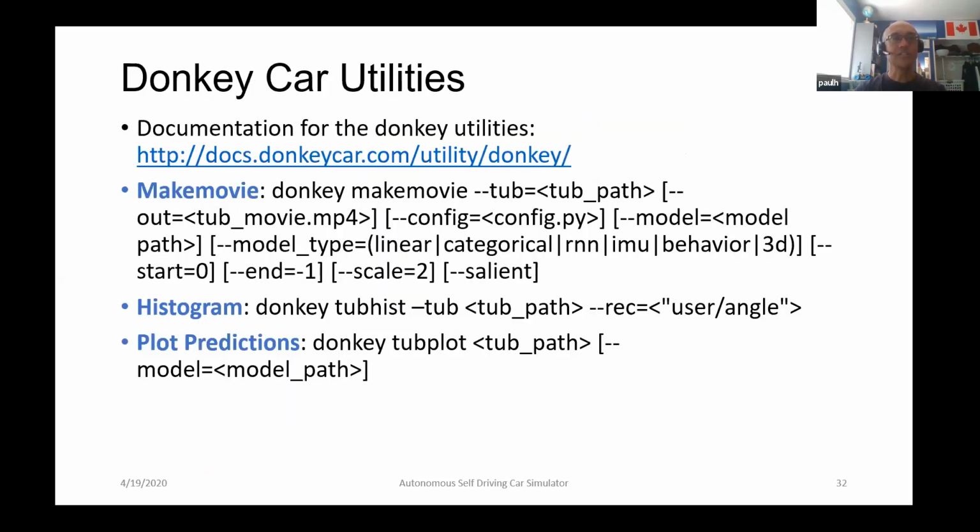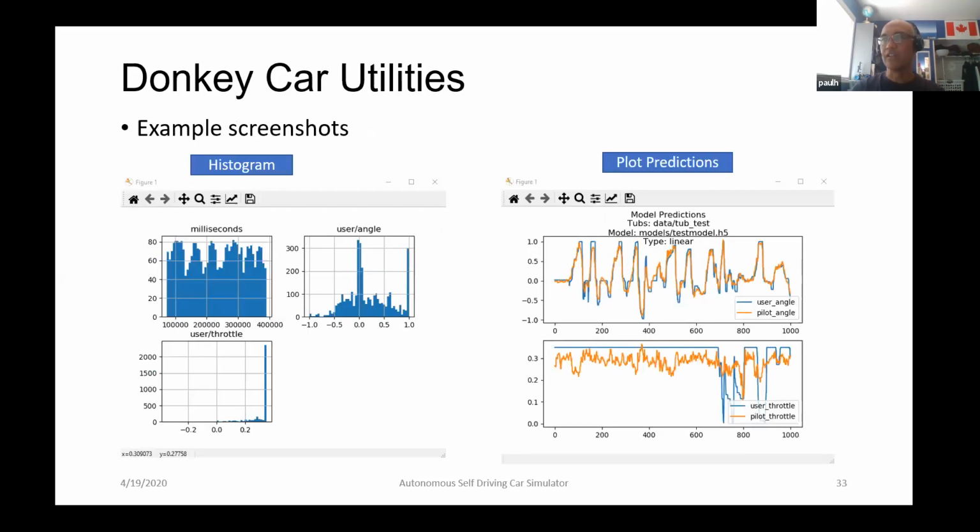Okay, Donkey Car utilities. There are utilities to also look at or plot the data. So there's one to plot the histogram of your steering information and throttle information, and to plot the prediction your model is making versus maybe the manual input that you had. As well, there's this make movie command, which I found useful with the salient option, which gives you a visual indication of what the model is looking at for the different images. And so this is the example here.